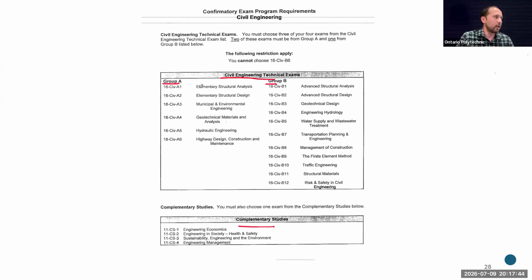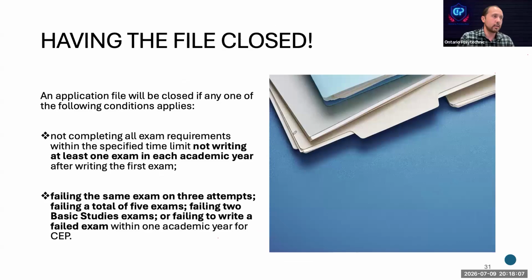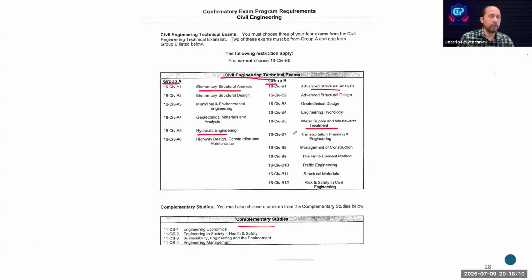So you can see the title of the subject. So elementary structural analysis, for example, hydraulic engineering, advanced structural analysis, wastewater treatment. So these are the subjects that are taught in universities as a bachelor degree in Canada, and these are not easy exams. All of them have like a 300, 400 page textbook, similar to what you have done in your bachelor degree.